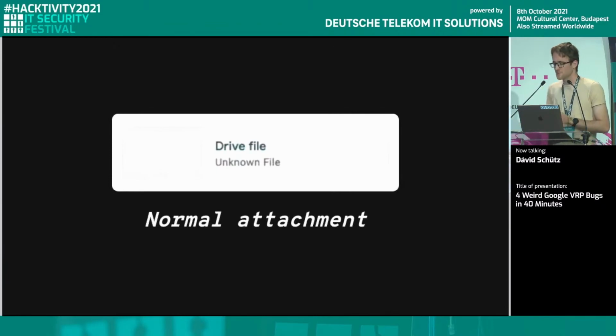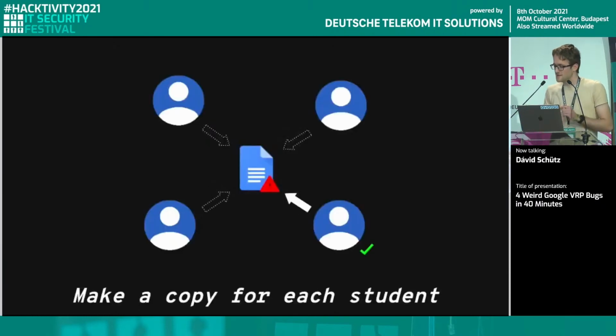But something happened when I set the type of the attachment to the special make a copy for each student mode and swapped the ID to the victim's secret document who was in my classroom. When saving this assignment that had the victim's private document attached to it, Classroom wanted to, as described, make a copy for each student. This file copying logic worked in a way that it tried to make a copy from each of the students' perspective.